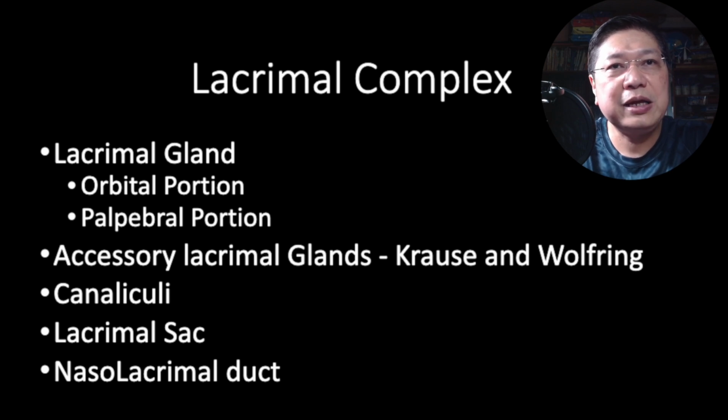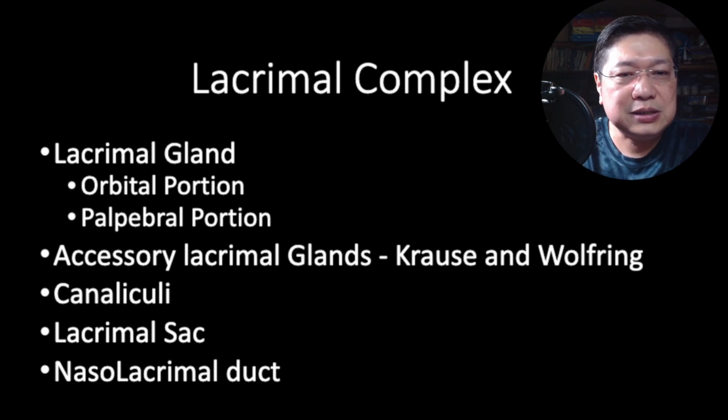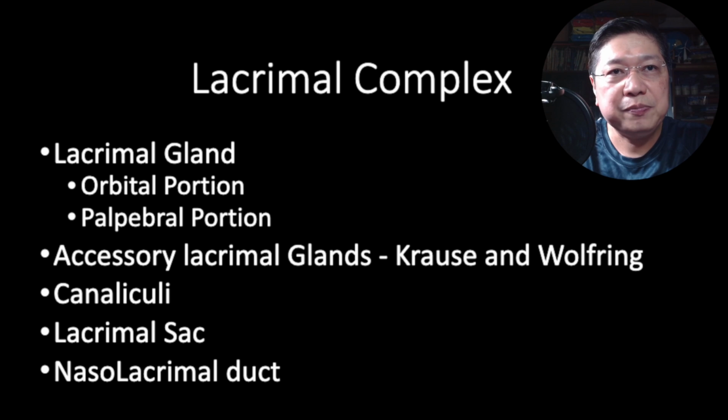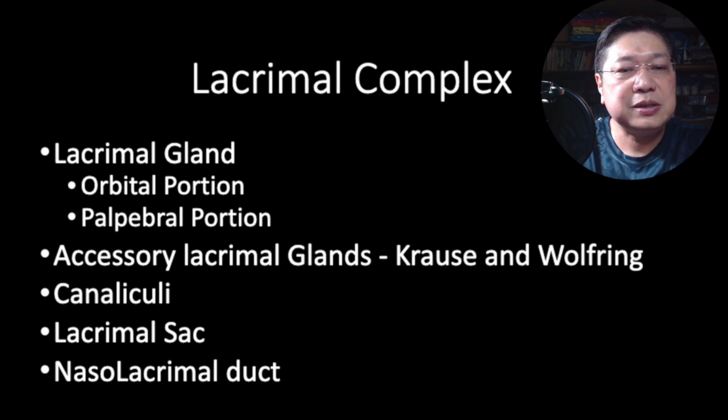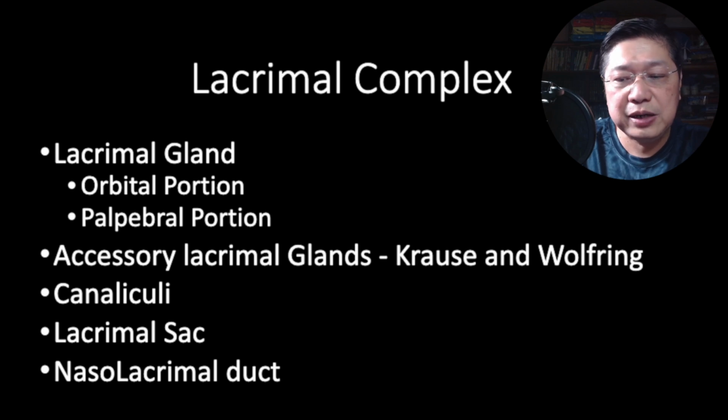You have the orbital and palpebral portion. You have parts in the orbit and parts in your eyelids. It's not just in your eyelids. There are some parts inside. You have the accessory lacrimal glands, which we mentioned before, glands of Krause and Wolfring. There's canaliculi, which drain from the punctum. It goes into the canaliculi, it goes into the lacrimal sac, and into the nasolacrimal ducts.